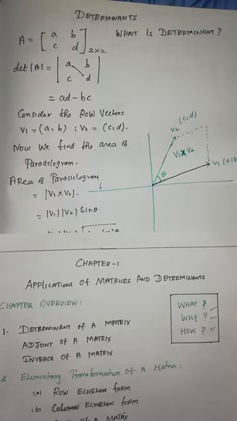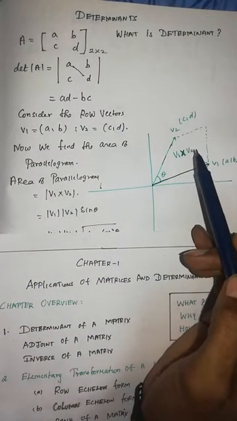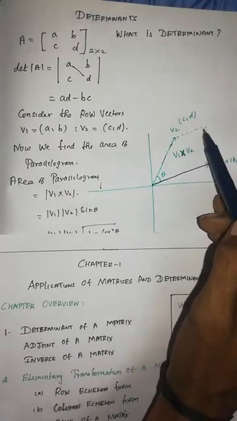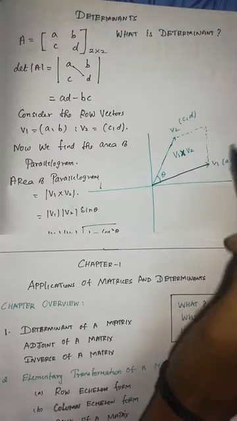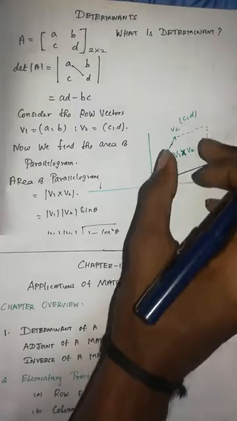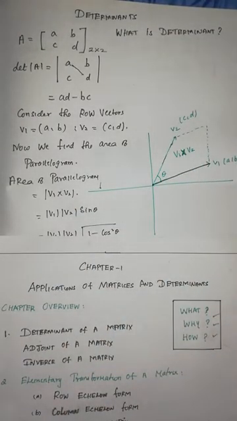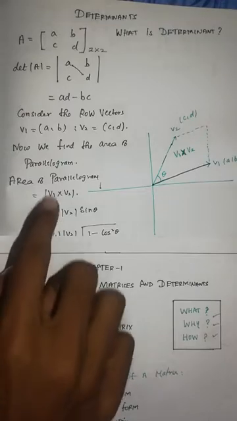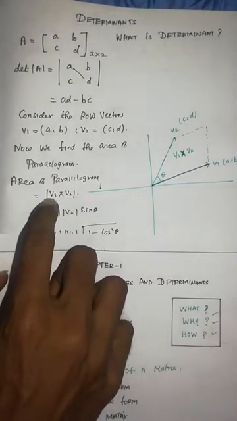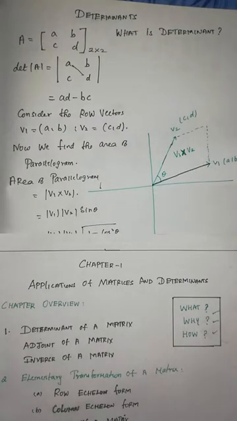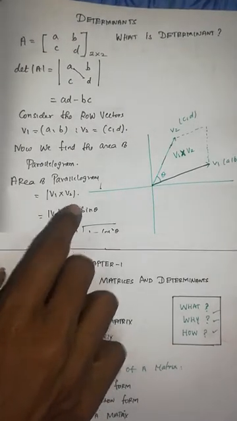So next what I am going to do is make a parallelogram with the help of these two vectors, and I am going to calculate the area of this parallelogram. From elementary maths we know that the area of a parallelogram is nothing but the modulus of V1 cross V2. So this is the area of the parallelogram. Again by elementary vector algebra, it is nothing but the cross product of two vectors.